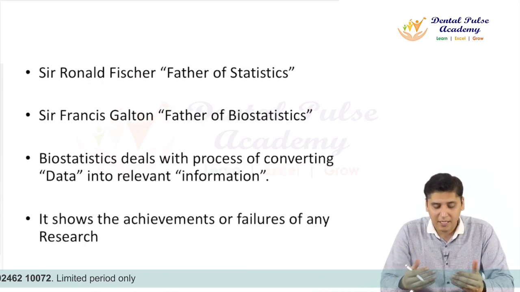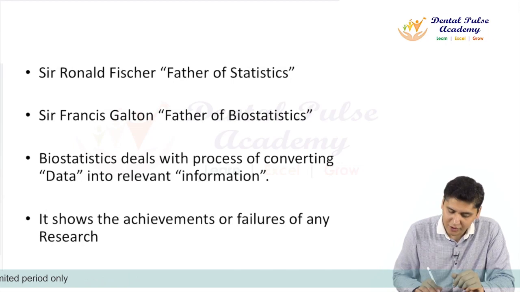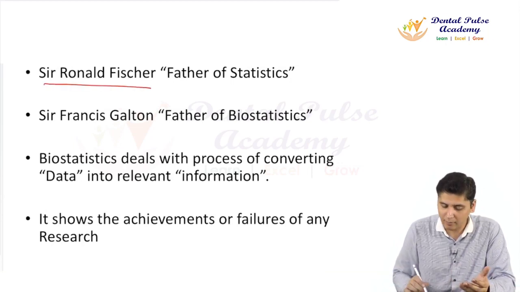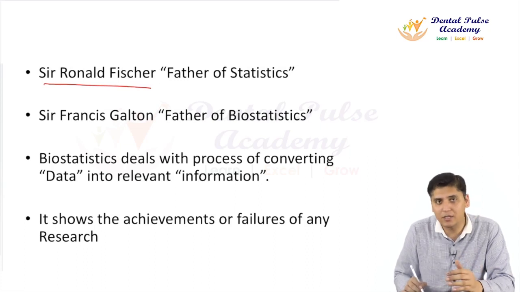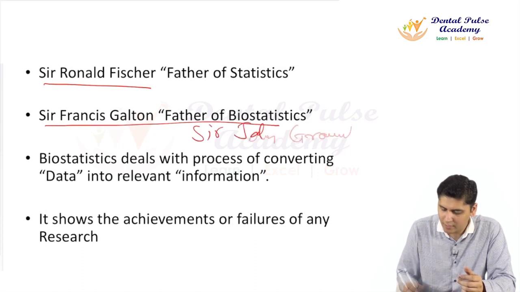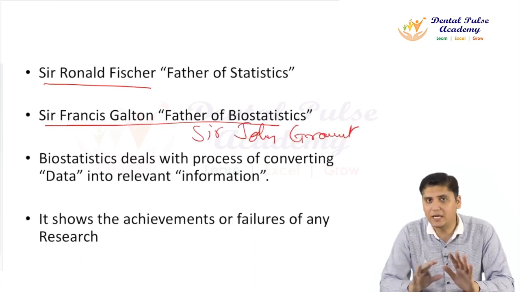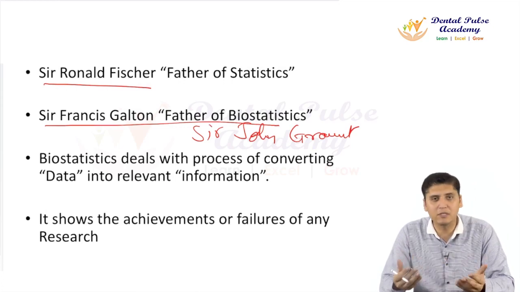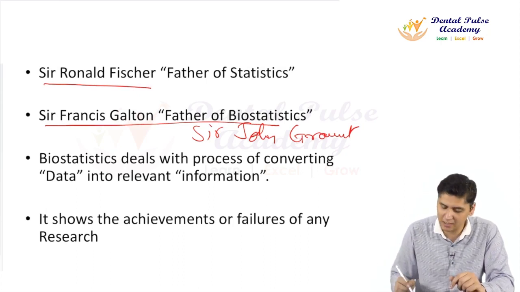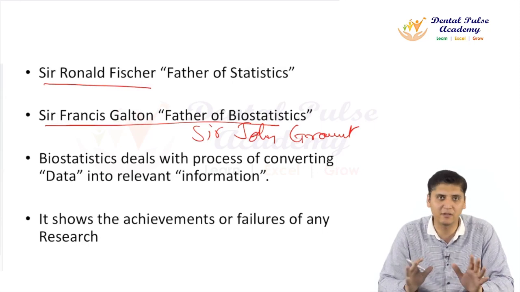Well, the father of statistics was Sir Ronald Fisher, and his pupil Sir Francis Galton was the first one to apply statistics to biology, called the father of biostatistics. Few books do mention Sir John Grant as father of biostatistics. That is also not wrong. John Grant was neither a mathematician, nor an epidemiologist, but still he is considered by some authors as father of biostatistics. So both Sir Francis Galton and Sir John Grant are considered as father of biostatistics.